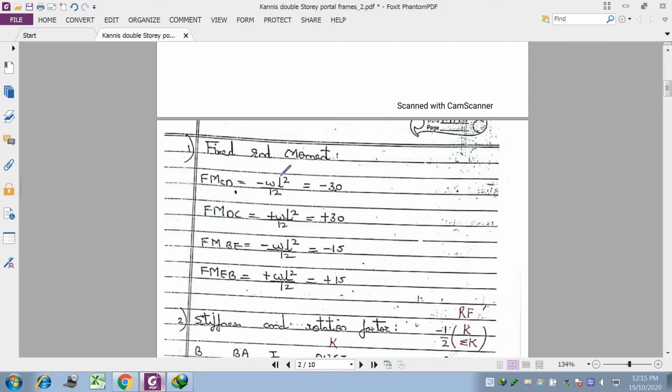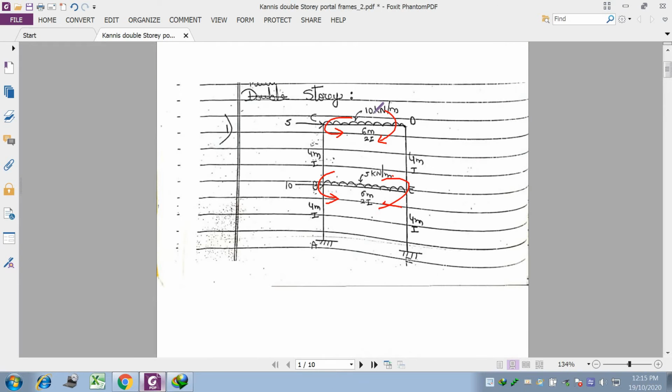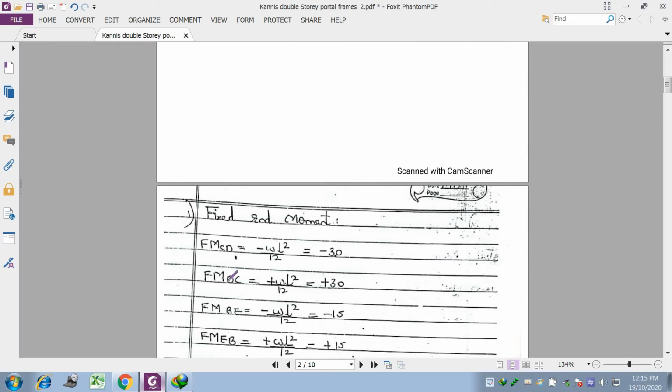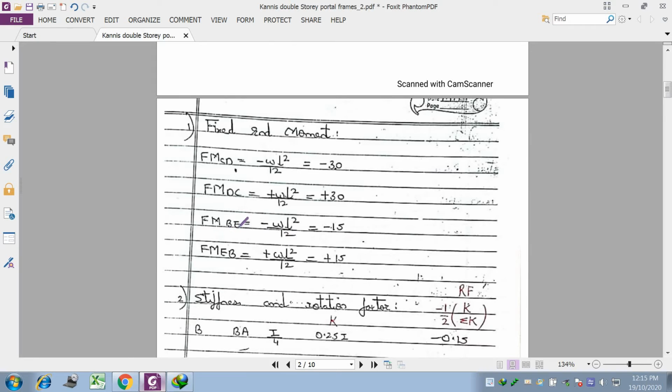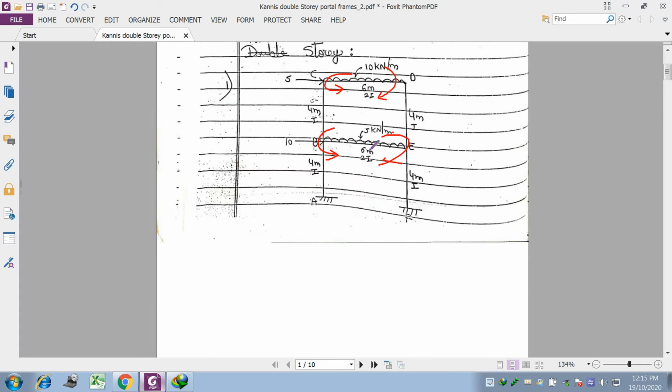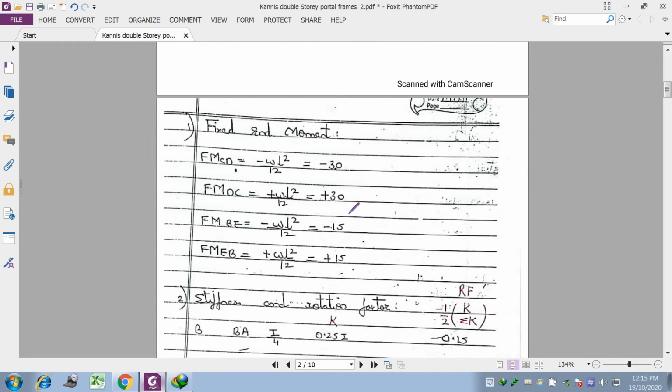For CD it is minus WL square by 12. So minus 10 into 6 square by 12, so the answer will be minus 30, and for DC plus 30. Similarly for BE, minus WL square by 12, that is 5 into 6 square by 12, so minus 15 and plus 15. So all these values are calculated in kilonewton meter. Unit is very important. You have to write the unit, otherwise around 30% marks will be deducted.